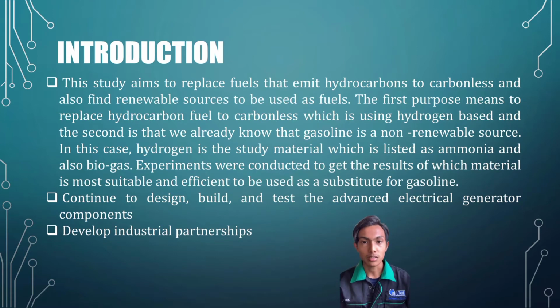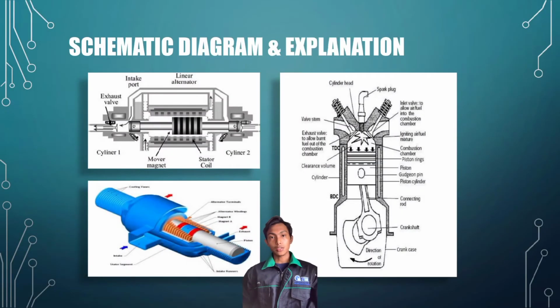Experiments were conducted to get the results of which material is the most suitable and efficient to be used as a substitute for gasoline. Next, we continue to design, build, and test the advanced electrical generator components, and develop the industrial partnership. Schematic diagram and explanation.